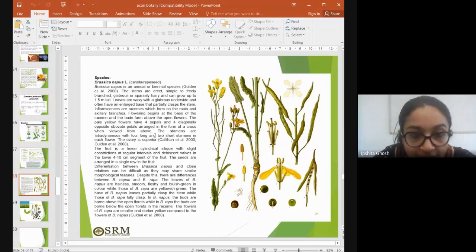Sorry, 4 long and 2 short. So there are a total of 6. So look at this figure. You can see that there are 4 long and 2 short stamens.